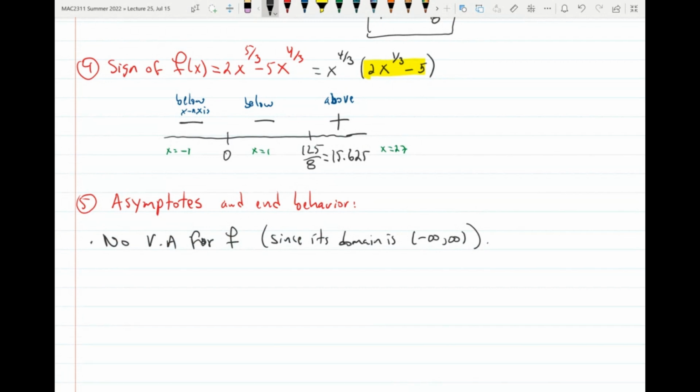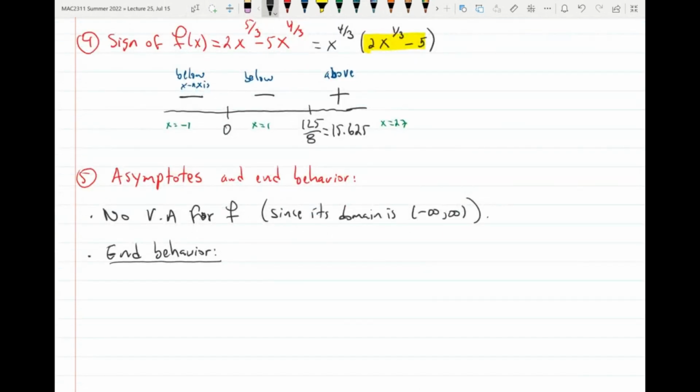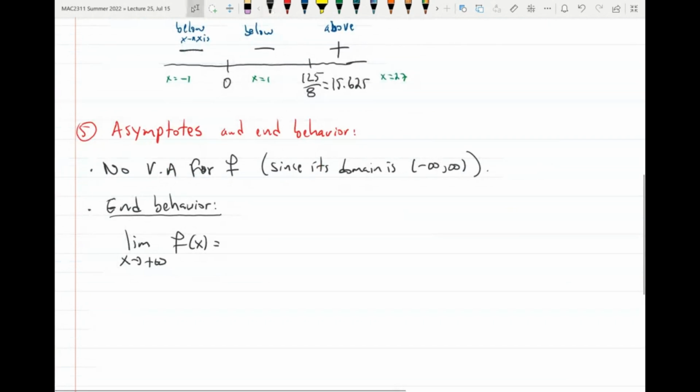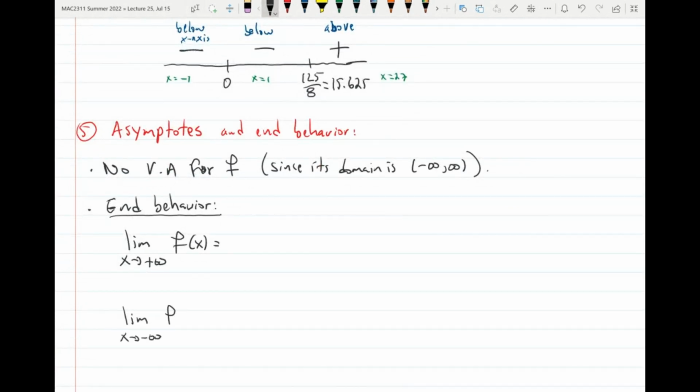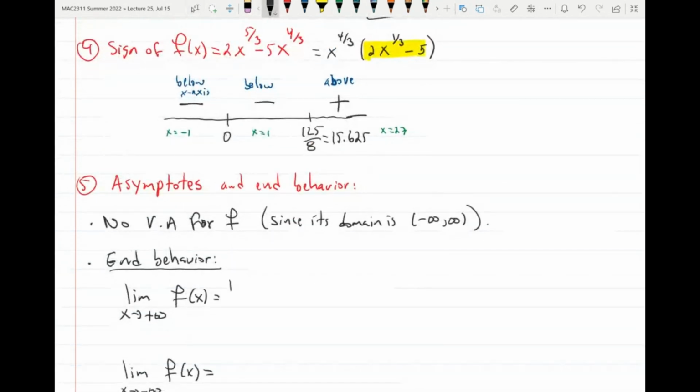So now let's look at the end behavior. For the end behavior part, remember, the end behavior will tell us if we're going to have any horizontal asymptote or not, and so on. Okay, so for the end behavior, we need to look at the limit as x approaches positive infinity of the function, and we'll also need to look at the limit as x approaches negative infinity of the function. Okay, so let's do this.